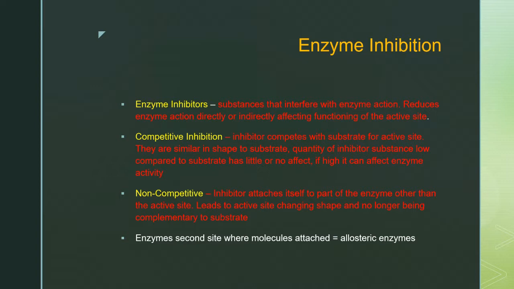Now we're going to talk about enzyme inhibition. Enzyme inhibitors are substances that interfere with enzyme action. This will reduce the enzyme action directly or indirectly by affecting the functioning of the active site. We'll get on about directly or indirectly right now.